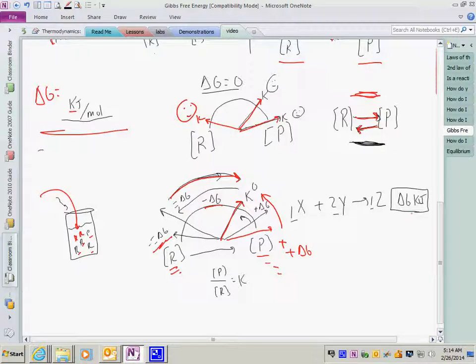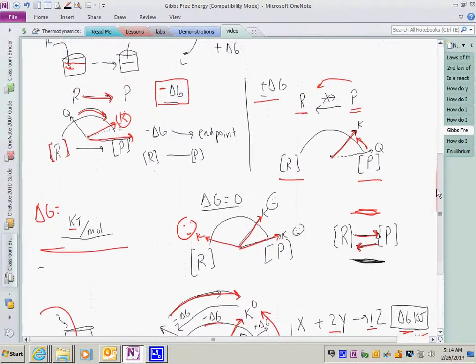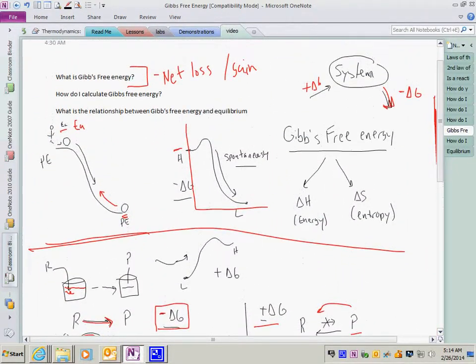Delta G, of course, is every time this thing cycles through. If I have this reaction, 1 mole of this and 2 moles of that, 1 mole of this gives me delta G, and it just gives it to you in kilojoules. It doesn't say per mole, but it means per cycle through of the reaction. Per 1 mole of this, 2 of this, and 1 of these. So I always like to relate Gibbs free energy. What does delta G mean? Okay, it's total net loss of energy.